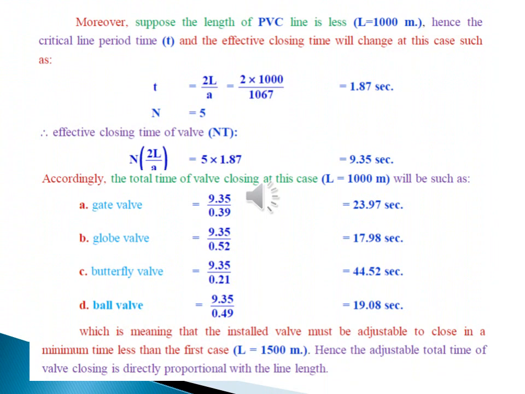Moreover, calculation of the total safe time of closing different types of valves at infinite lengths of pipeline, which concluded that the adjustable total time of valve closing is directly proportional to the line length.